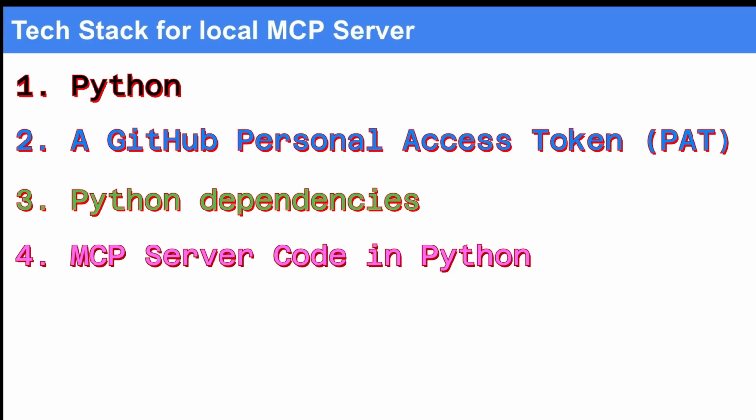4. MCP Server Code in Python. Create a file named server.py. You can copy the code from the description. This code utilizes FastMCP to automatically turn Python functions into LLM callable tools. 5. Claude Desktop. Install Claude Desktop for connecting the server to an LLM client.